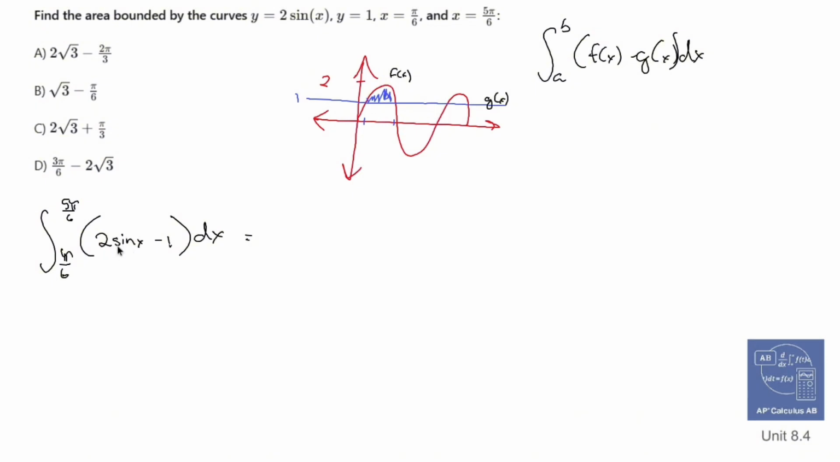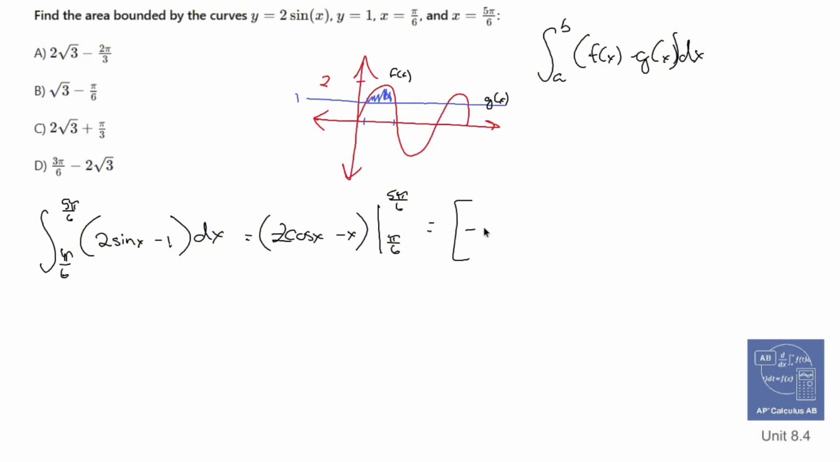So the integral of sine is negative cosine. So the integral of 2 sine x is negative 2 cos x. And then the integral of negative 1 is minus x. My limits are still going to be pi over 6 and 5 pi over 6. So now we do a little pluggarooski.